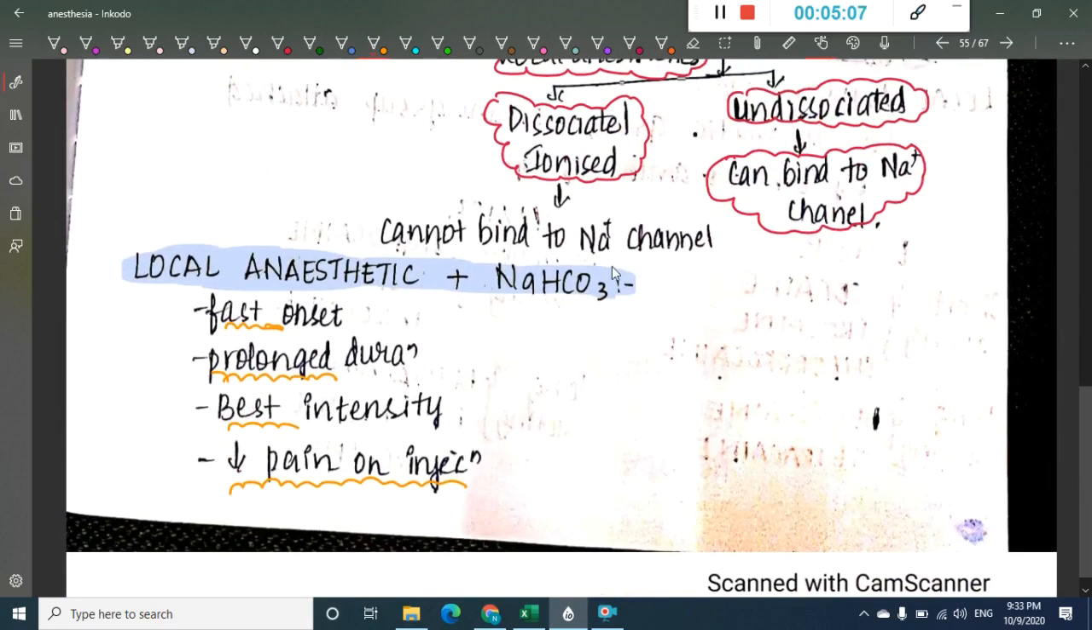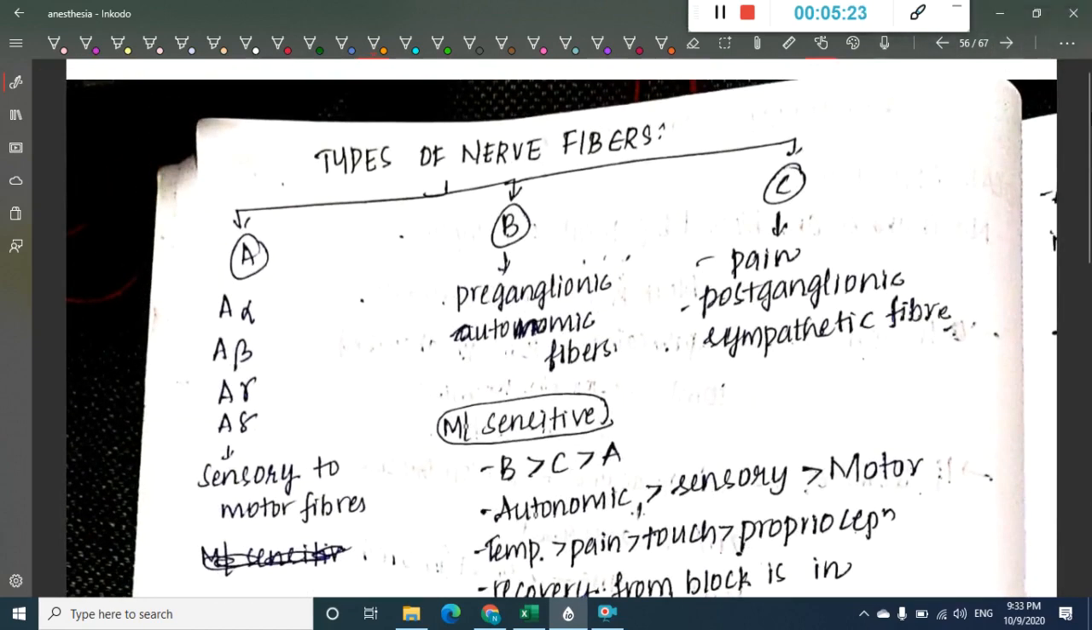But if you give it with sodium bicarbonate, it decreases the pain on injection. It also has a faster onset and a prolonged duration of action. So you can also add local anesthetic with sodium bicarbonate, right?